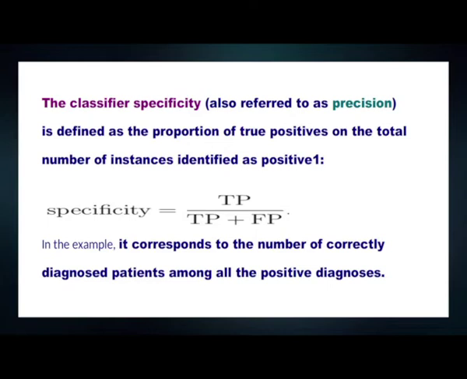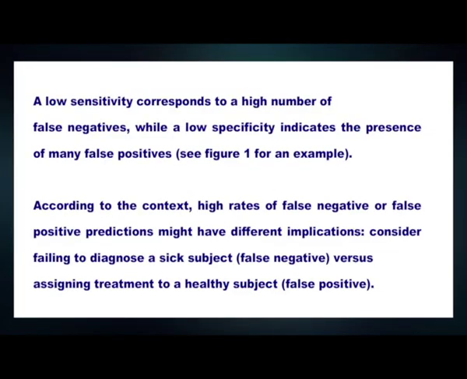In the above example, it corresponds to the number of correctly diagnosed patients among all the positive diagnoses. A low sensitivity corresponds to a high number of false negatives, while a low specificity indicates the presence of many false positives. According to the context, high rates of false negative or false positive predictions might have different implications.